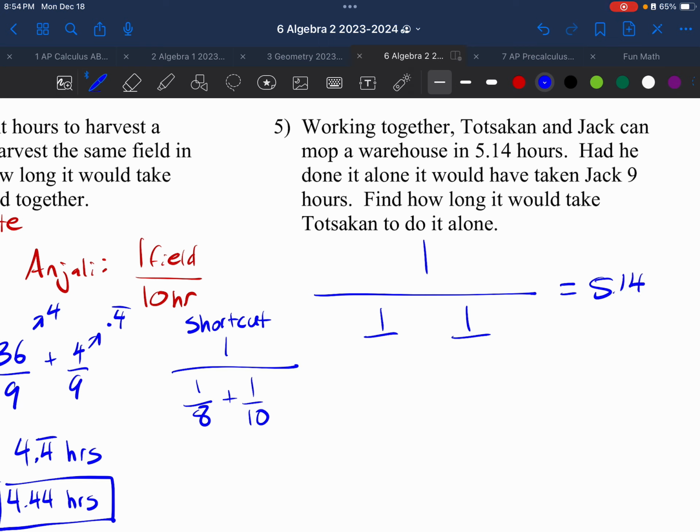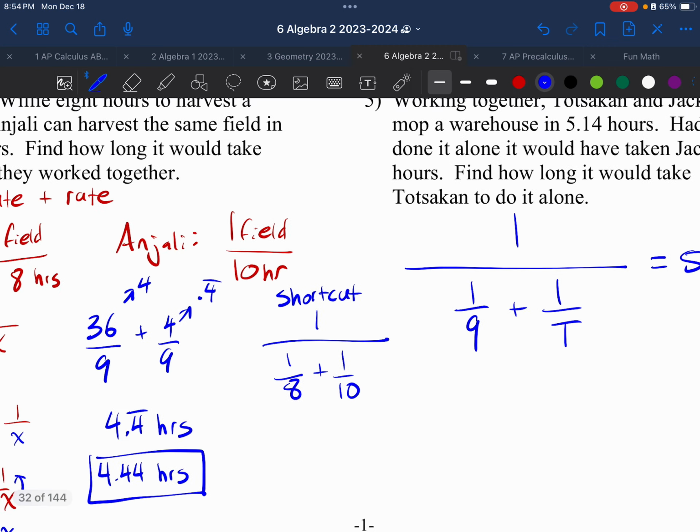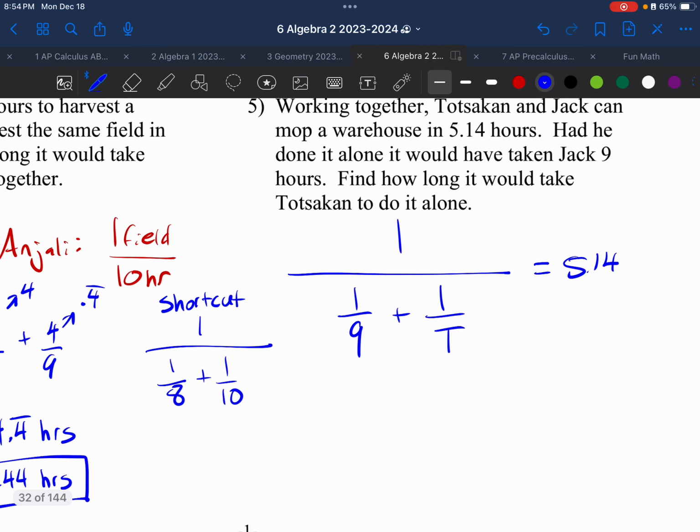And there's yet another trick that I can do on number 5. Because I know my answer, here, I'll draw the first thing that I'm looking for. It's going to be 1 over 9 and 1 over, maybe I'll put T for Totskin. This is correct, but what I can do, and there should be a plus sign down here, is I can switch this, and I can say this is 1 over 5.14 minus 1 over 9, and that's going to be equal to Totskin's rate.